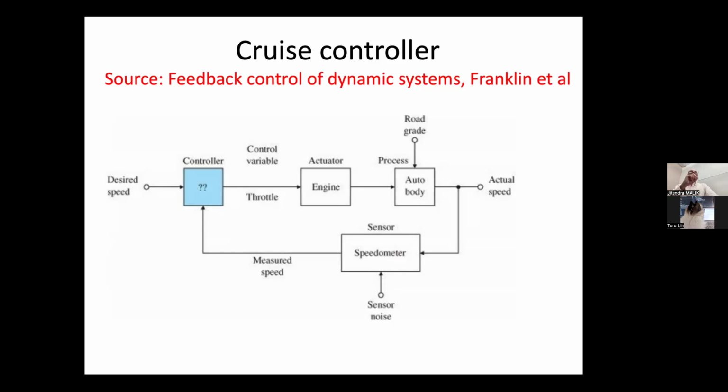Okay. Can I just take a poll, by the way? How many people in this room have not taken a control class?